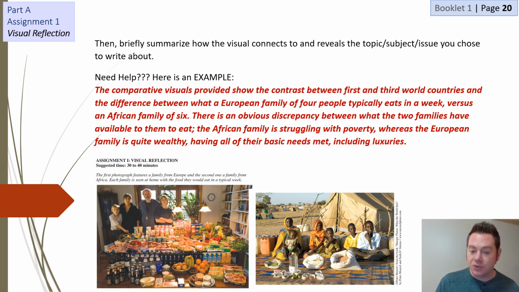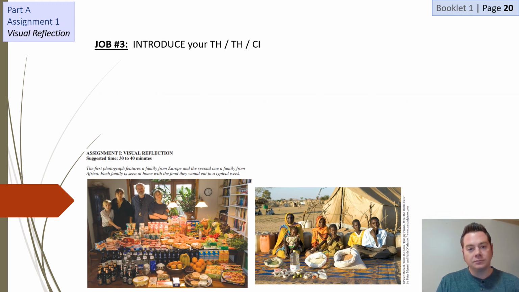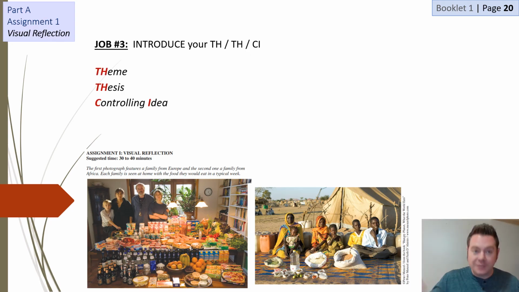There is an obvious discrepancy between what the two families have available to them to eat. The African family is struggling with poverty, whereas the European family is quite wealthy, having all of their basic needs met, including luxuries. And then job 3 is introducing the theme, thesis, controlling idea. And that is what you'll be then exploring and developing in the majority of the response.